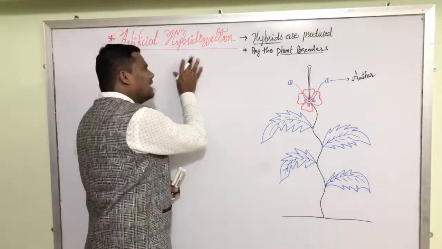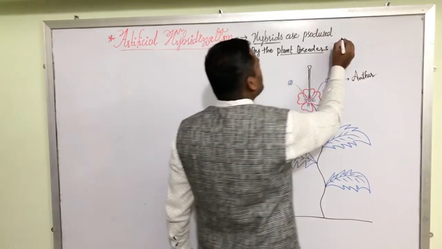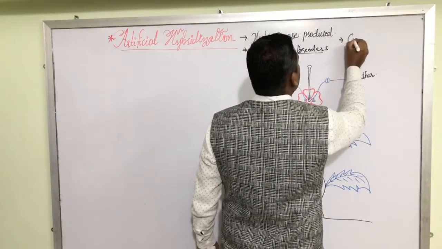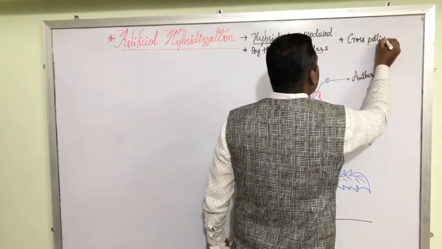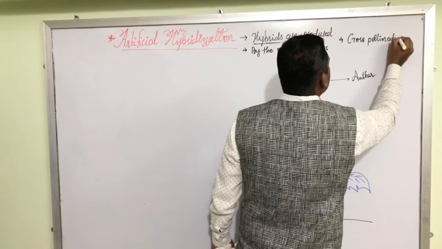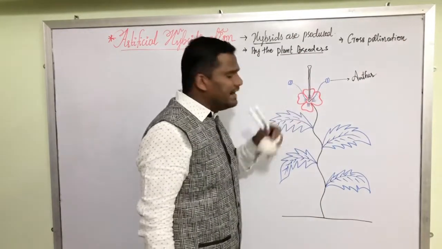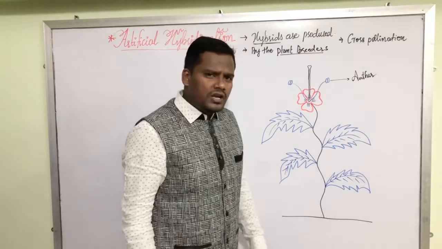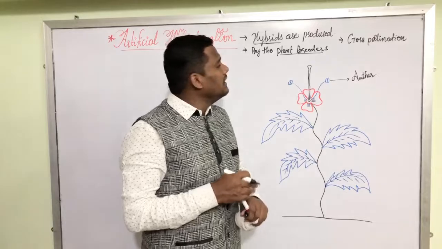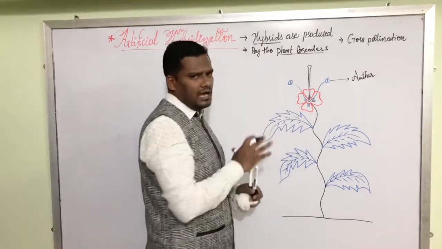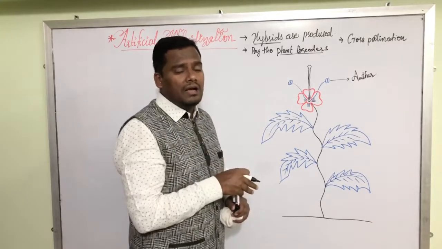Now, this hybridization is possible only in cross-pollination. We can produce the hybrids only by cross-pollinating the plant. In self-pollination, it is not at all possible to produce hybrids. Now, this is the basic thing about hybridization. This is layman knowledge about hybridization.